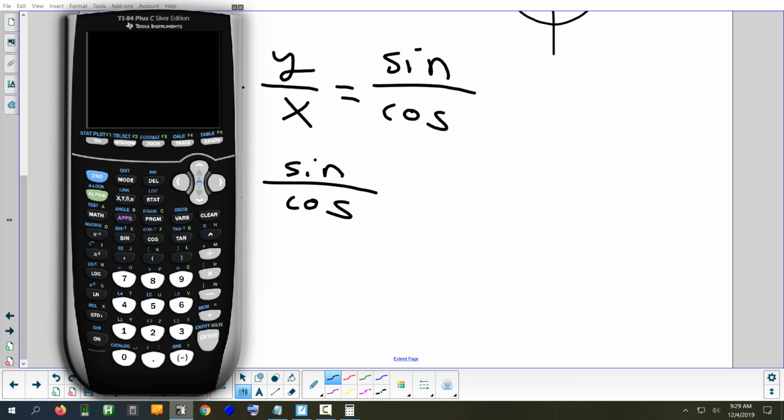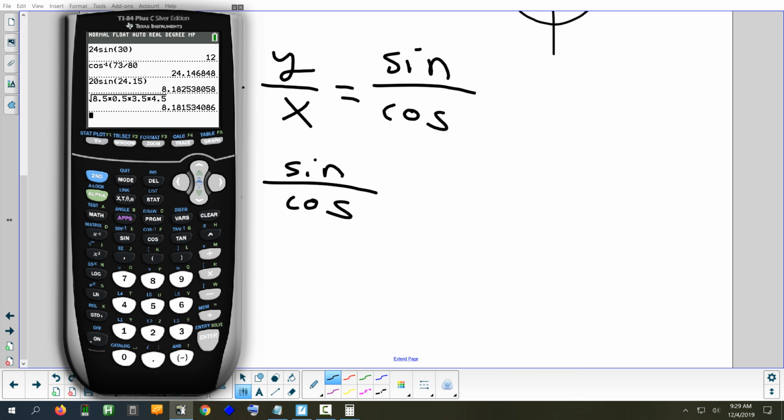Okay? So, let's say I did the tangent of 12. Well, according to my formula, that should be exactly the same as the sine divided by the cosine. And it is. Tangent is sine divided by cosine. That's a trig identity. And there's maybe 7 or 8 more of those that we're going to look at.